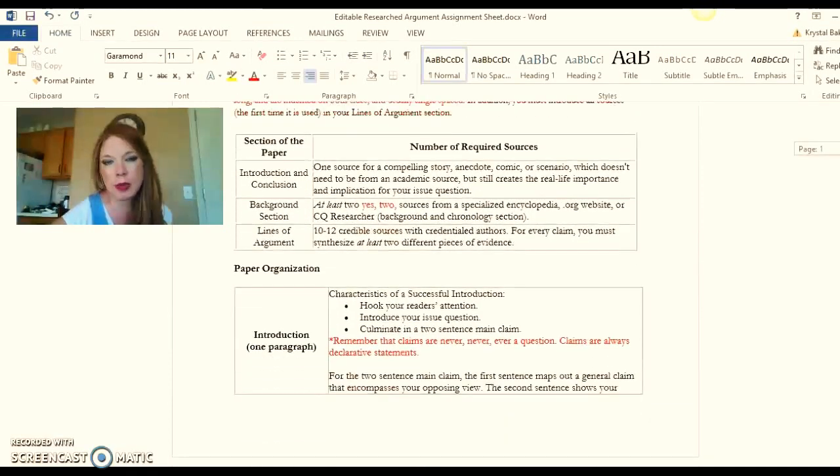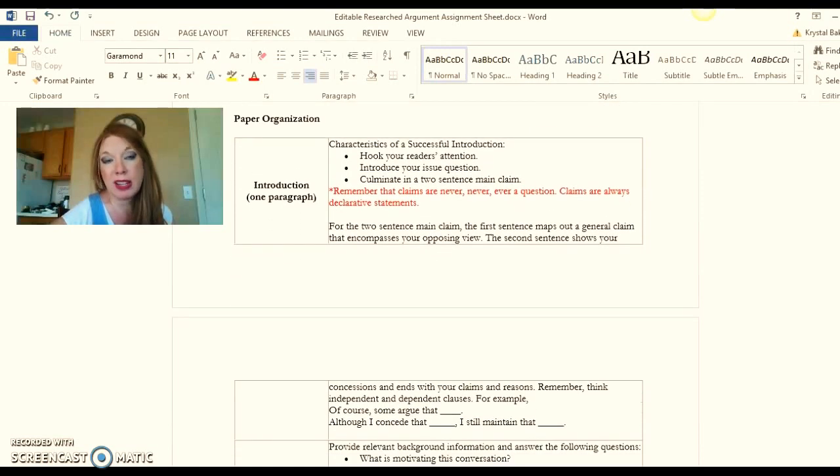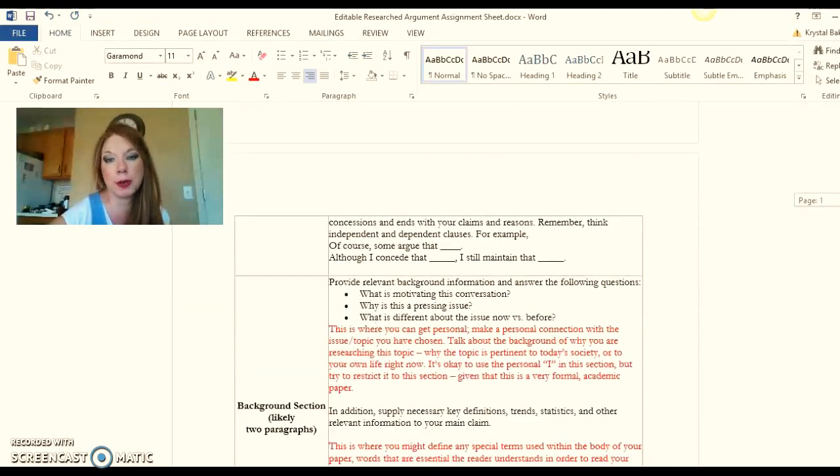I'm going down here to the paper organization, the introduction, a note on the claim. Remember, the claims are never questions. Your claim is always going to be a declarative statement stating exactly the point that you want to make about your issue. So no questions here.